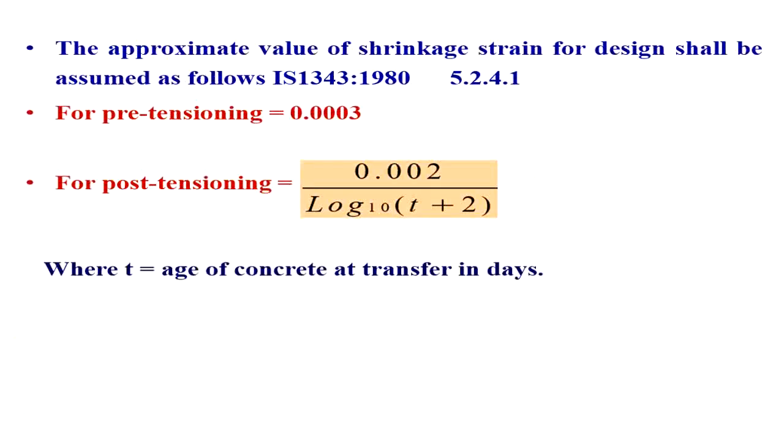Next, as per IS 1343/1980, clause number 5.2.4.1, for pre-tensioning, the shrinkage strain is given by 0.0003, and for post-tensioning, the shrinkage strain can be obtained by using this formula: 0.002 divided by log 10 into bracket (t plus 2), where t is the age of concrete at transfer in days.